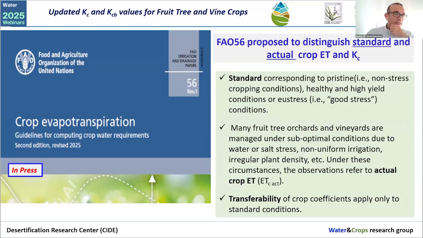Okay, but in practice, however, many fruit trees, orchards, and vineyards are managed under suboptimal conditions due to water stress, soil stress, non-uniform irrigation, irregular plant density, inadequate soil management, cultural practices, or other factors. Under these circumstances, the observations refer to actual crop ET. And I would like to highlight that transferability of crop coefficients only applies to standard conditions.